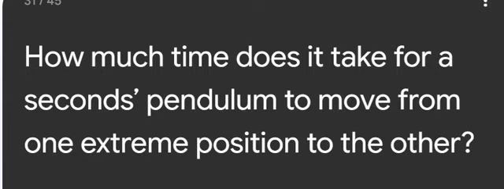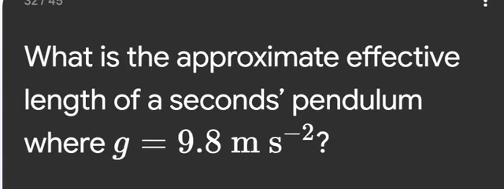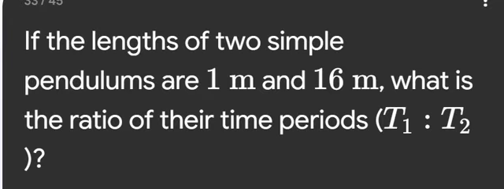31st. How much time does it take for a seconds pendulum to move from one extreme position to the other? What is the approximate effective length of a seconds pendulum where g is equal to 9.8 meter per second square? So the value of g is given. You have to find out the effective length of a seconds pendulum. You just have to recall what is the time period of a seconds pendulum, put the values in the formula and find out the effective length.